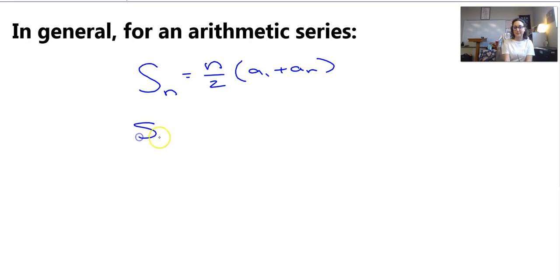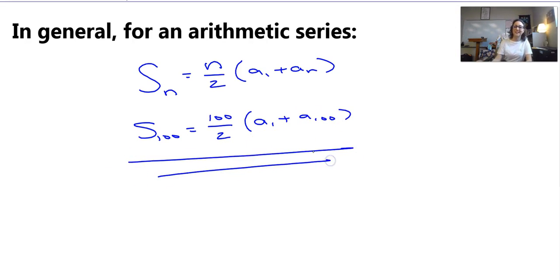So for example, if I want to find the sum of the first 100 terms, I would plug in 100 anywhere I see an n, 100 divided by 2, and I'm going to take the first term plus the 100th term. It doesn't have to be 1 plus 2 plus 3. It could be 2 plus 4 plus 6 plus 8, etc. This works for any arithmetic series.